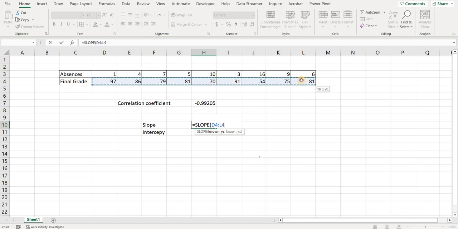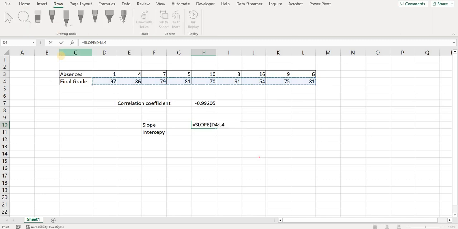If it helps, you can basically label them. You can say this is y and this is x. Y is the dependent variable. X is the independent variable. The independent variable affects the dependent variable. And then we're going to say comma and then known x's. We're going to select the absences in this case and click enter. So that is going to be the slope.